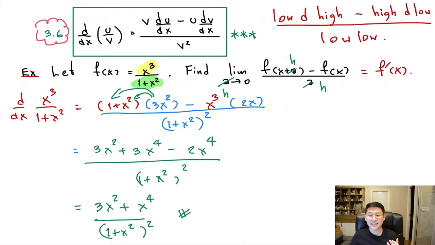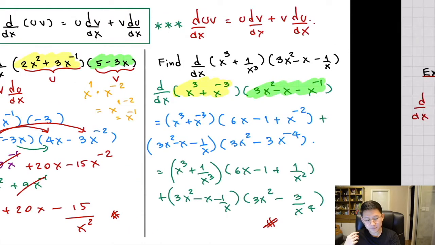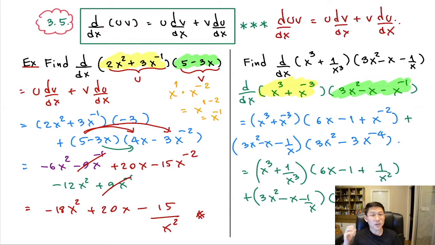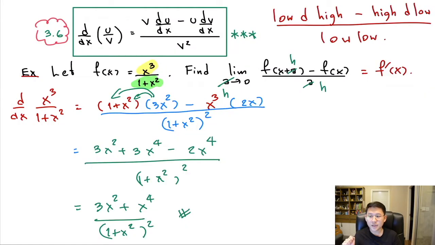It's easy, isn't it? So right now we have the product rule, the derivative of uv, which is u dv plus v du. Some people say it front d back plus back d front, but it's up to you. I just found u dv plus v du easier. But this one is low d high minus high d low, divided by low low.